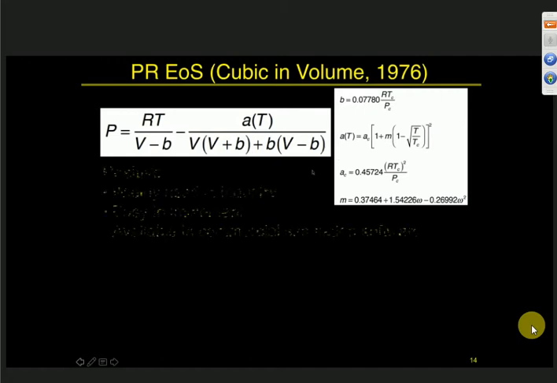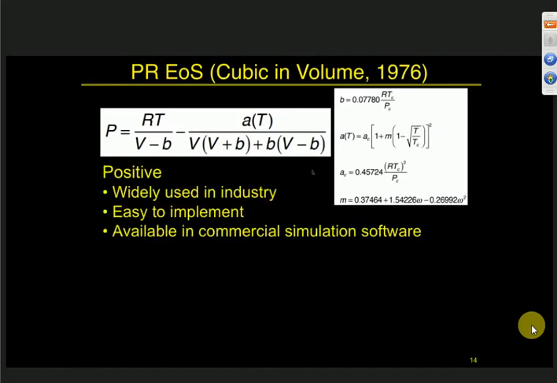You can write your own program to calculate the bubble point pressures and dew point pressures, and also the mixture densities. This is a widely used equation of state, and it's relatively easy to implement or write your own code. Also, it's available in many commercial software programs.